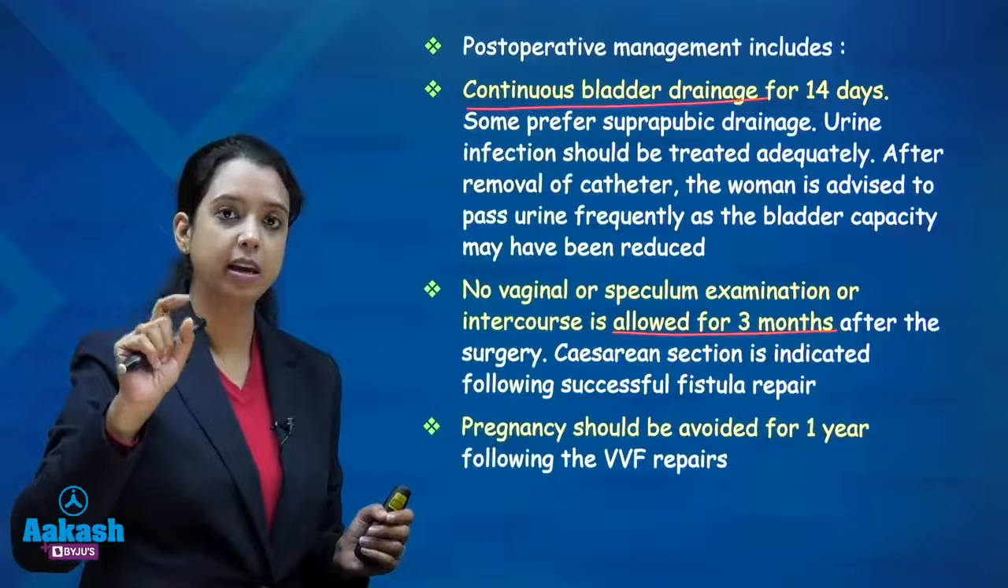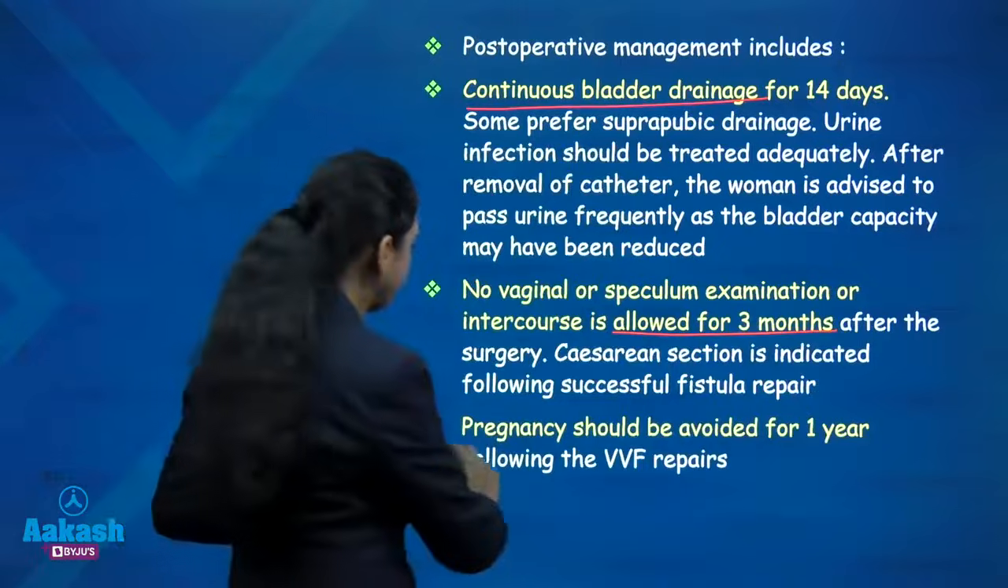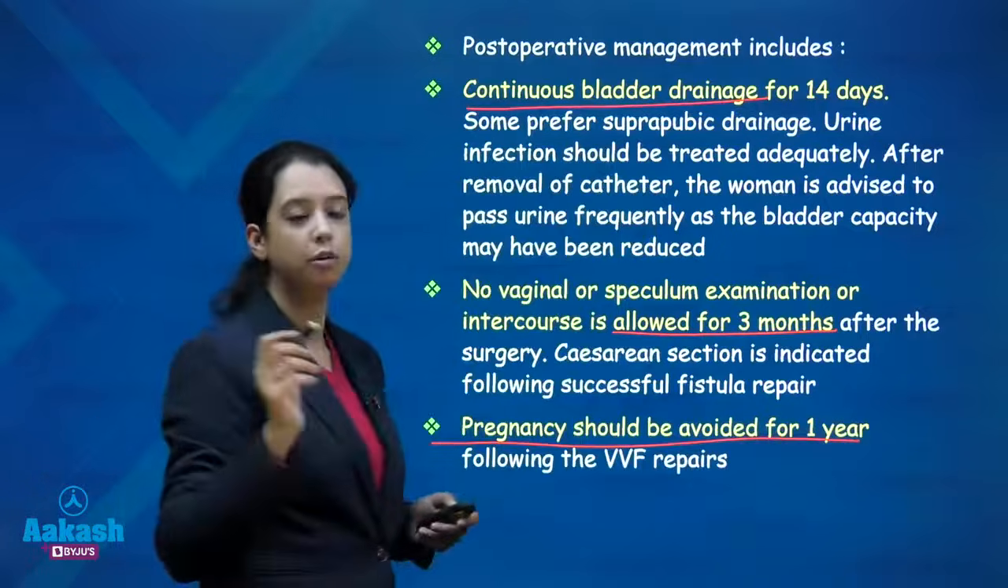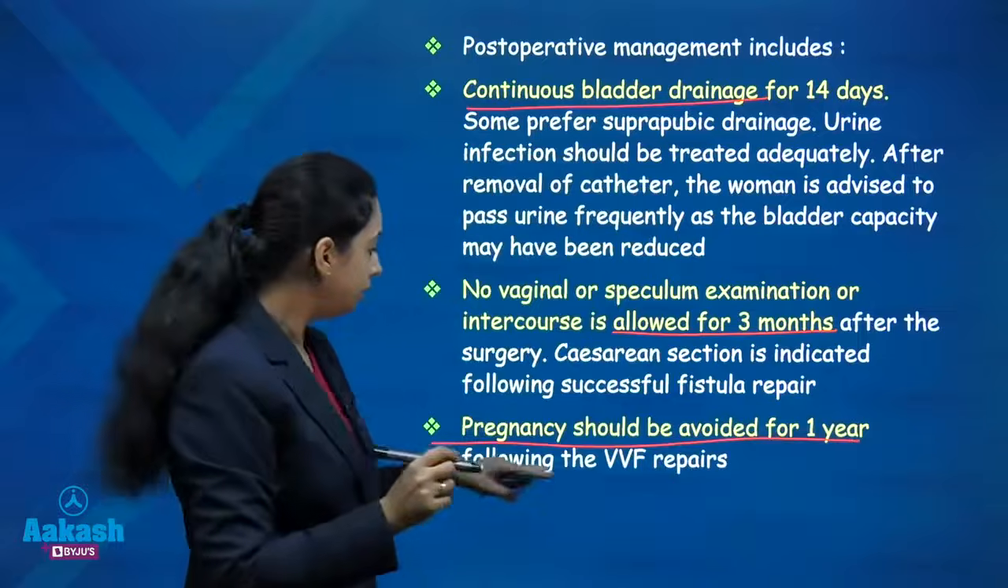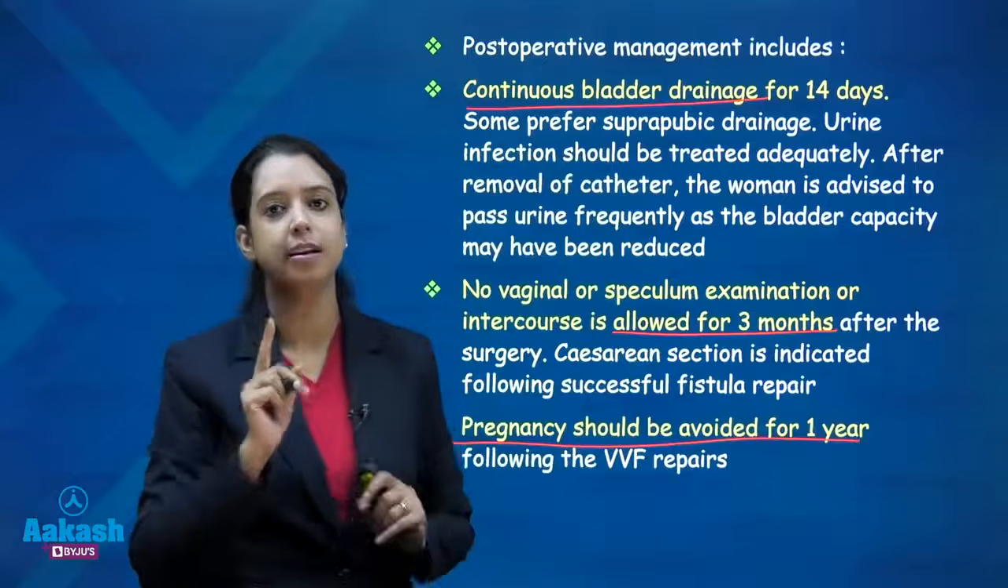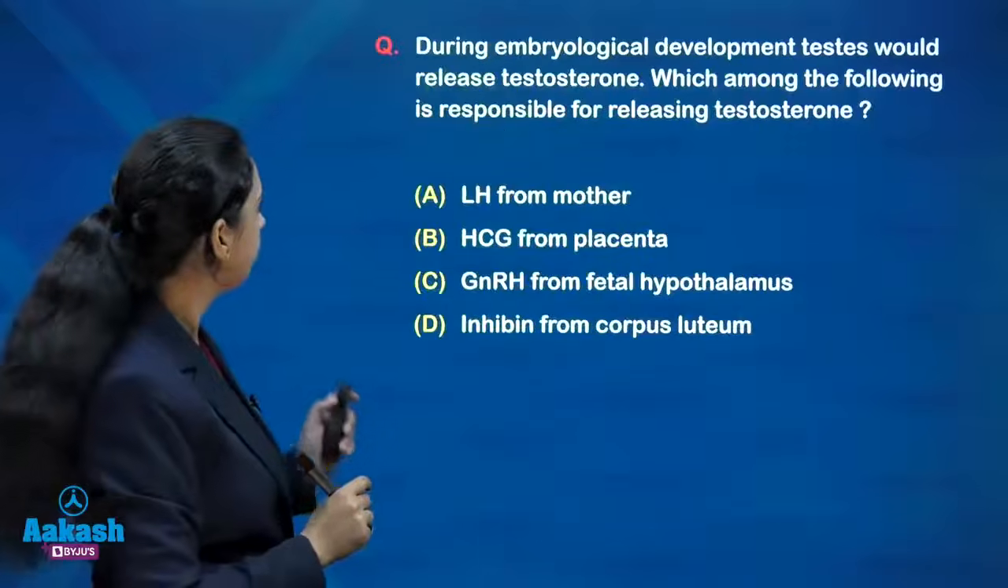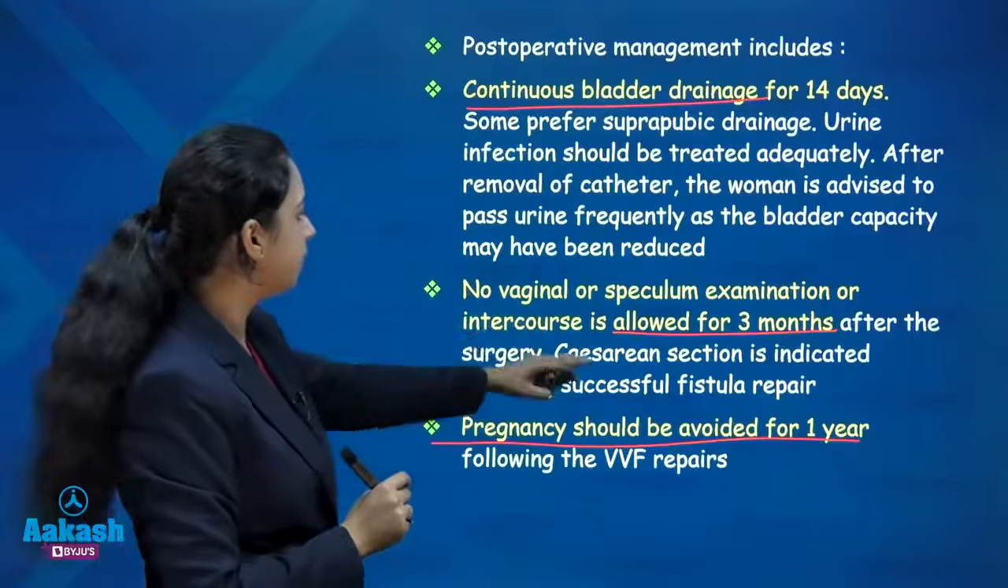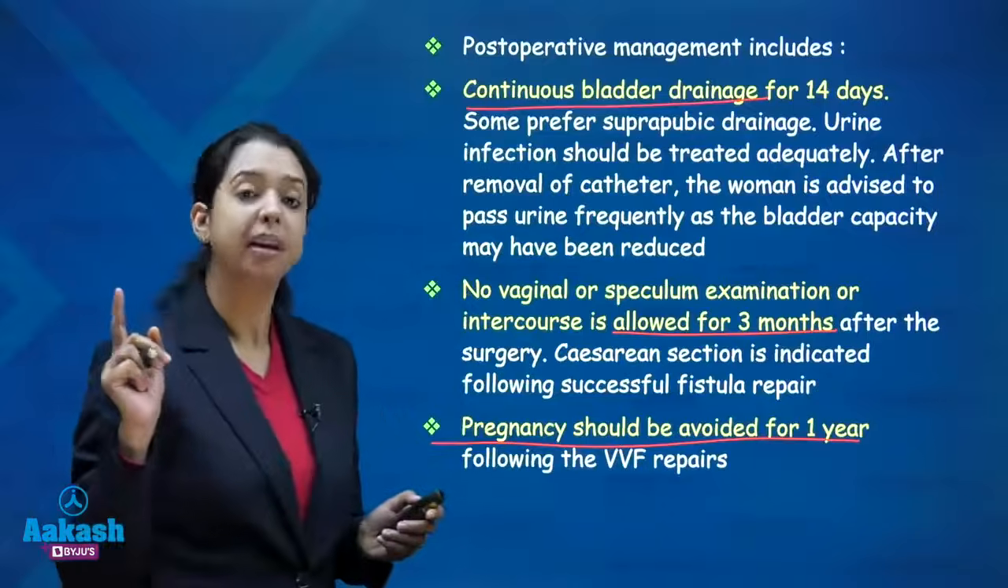What about pregnancy? The pregnancy has to be avoided for 1 year. So she has to avoid pregnancy for 1 year, and since VVF repair has been done, she cannot undergo vaginal delivery. It's an indication for cesarean. Okay. So your answer is 3 months for abstinence and 1 year for pregnancy.